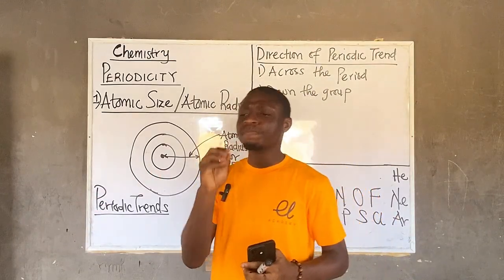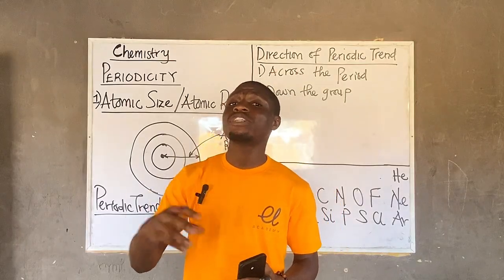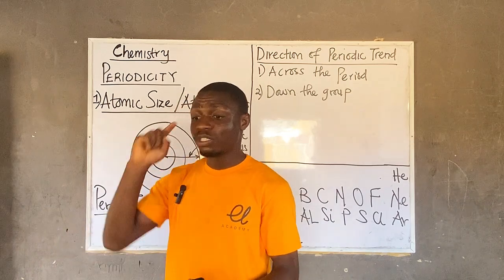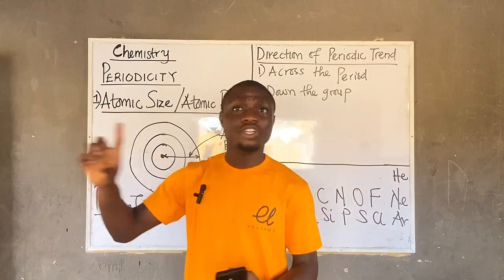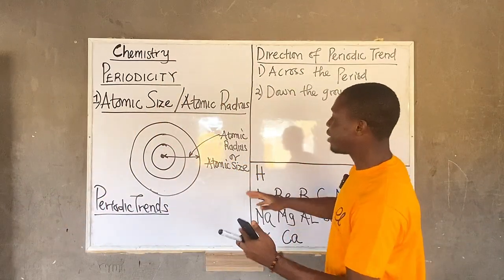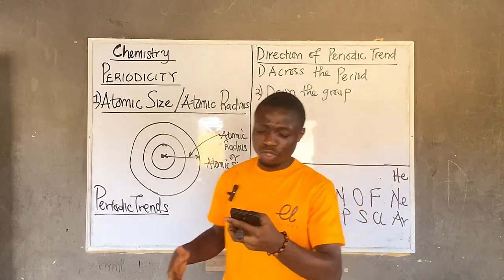Please, when you are mentioning across the period and down the group, you must be conscious of what I'm saying so that you don't make mistakes. So across the period, and then down the group. That's how I explain what we mean by periodic trend. So you can start asking questions.